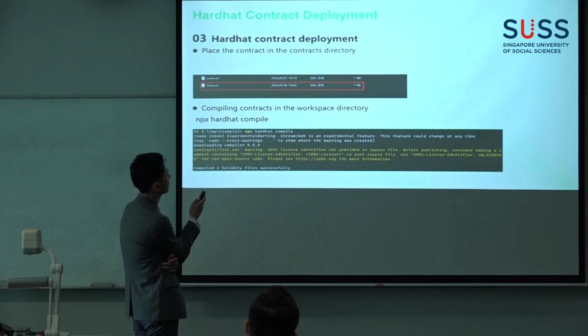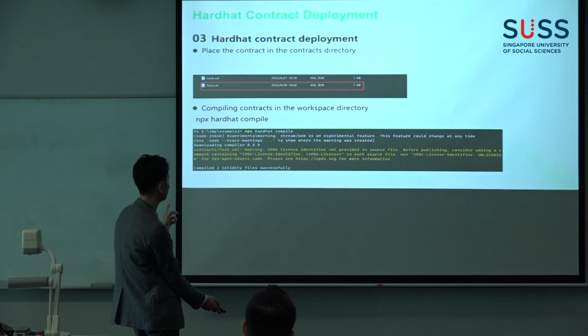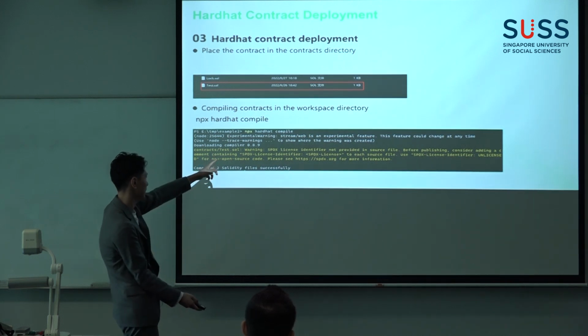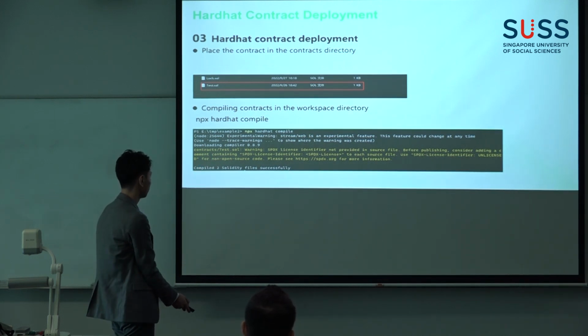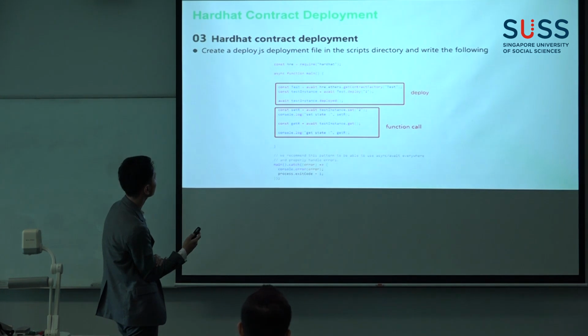And you put your contract source code inside the contracts directory. For compiling, you just type npx hardhat compile, and it will automatically compile everything for you. For deployment, we added this deploy.js.